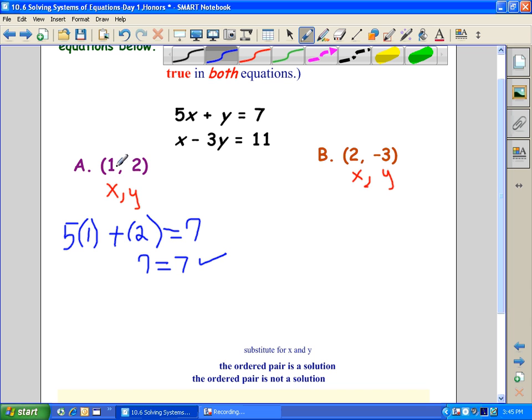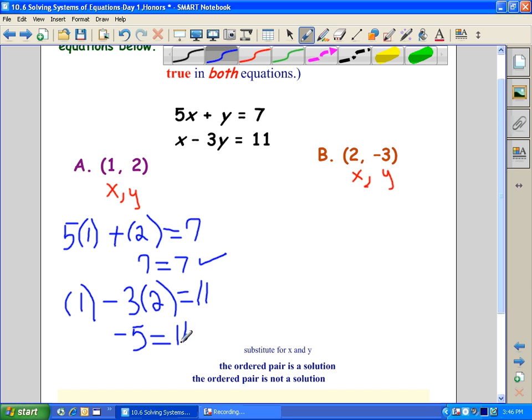So, okay, let me try this again. Instead of x, I write a 1. And sometimes you're going to get them backwards, but hopefully not. All right, 1 minus 3. The y is a 2, so I'm going to do a 2. Okay, and this is equal to 11. Let's see if this is true. Let me go 1. Well, 3 times 2 is 6. 1 minus 6 is, I think, negative 5.